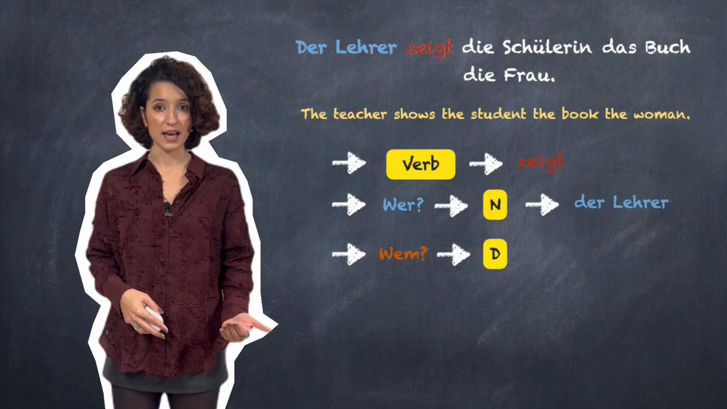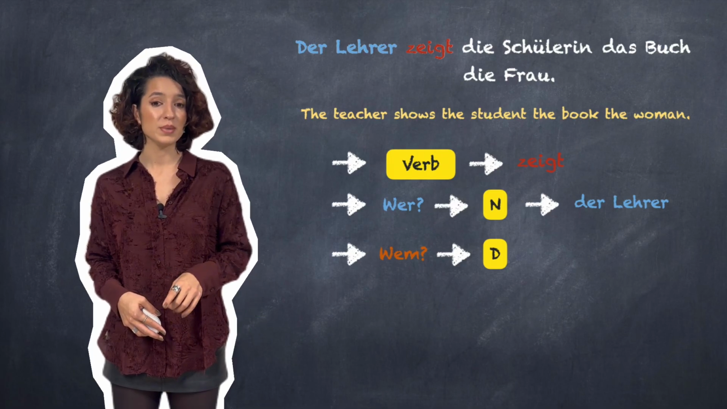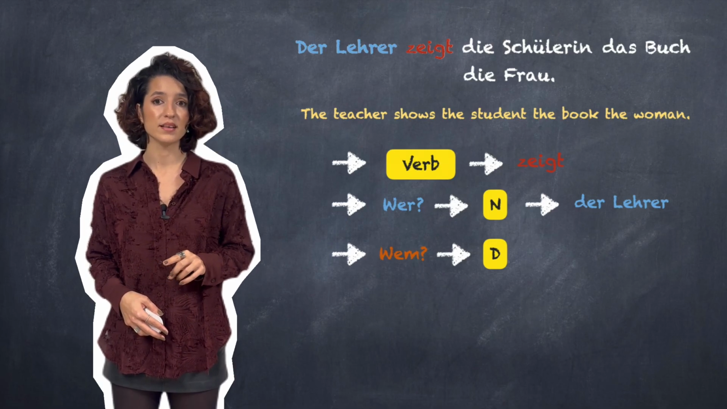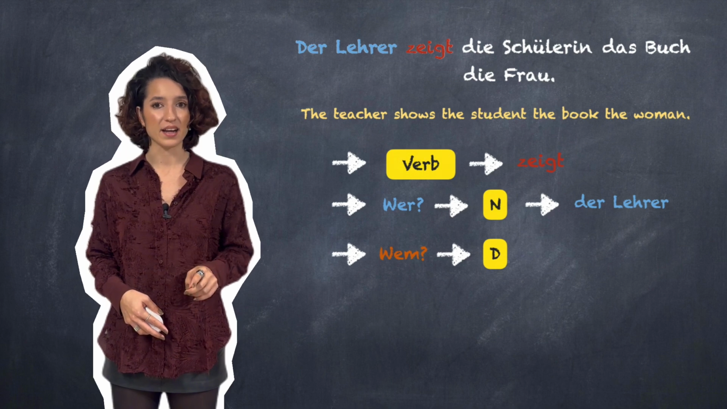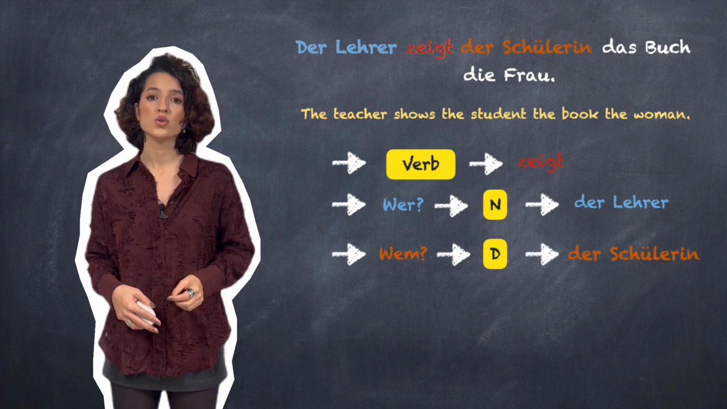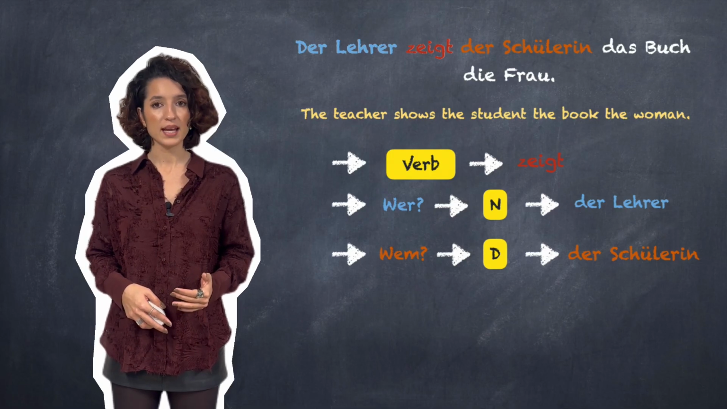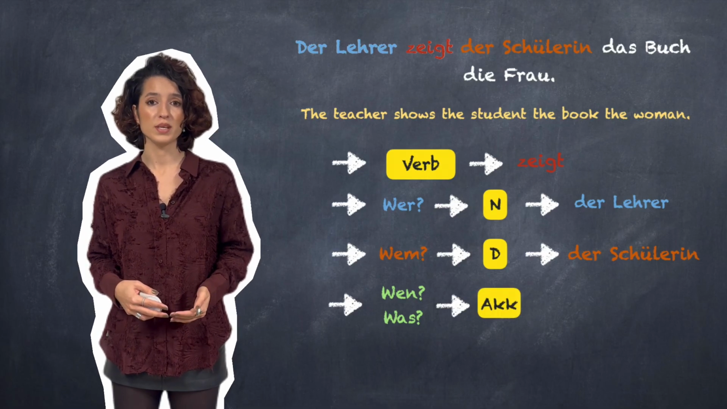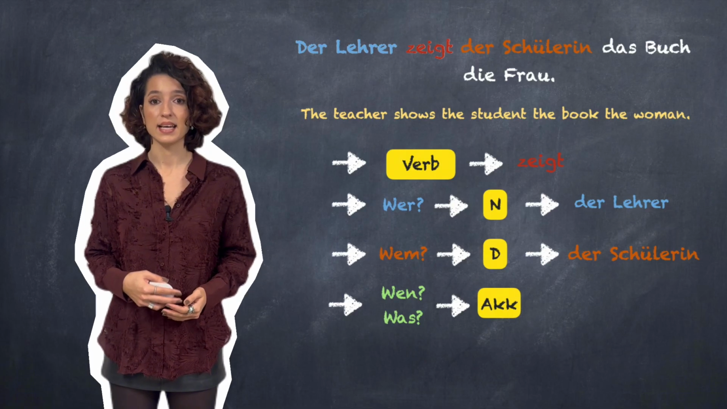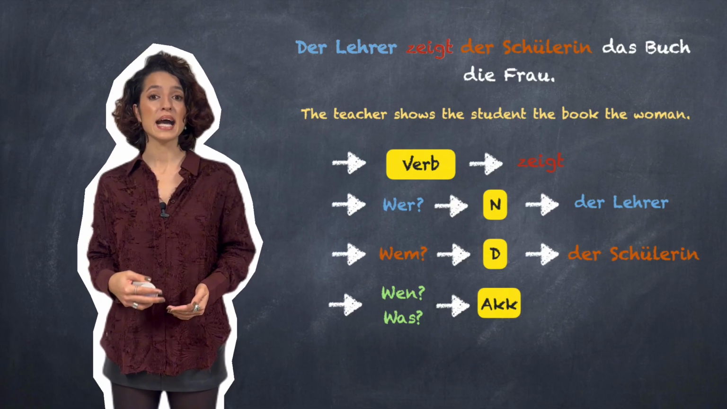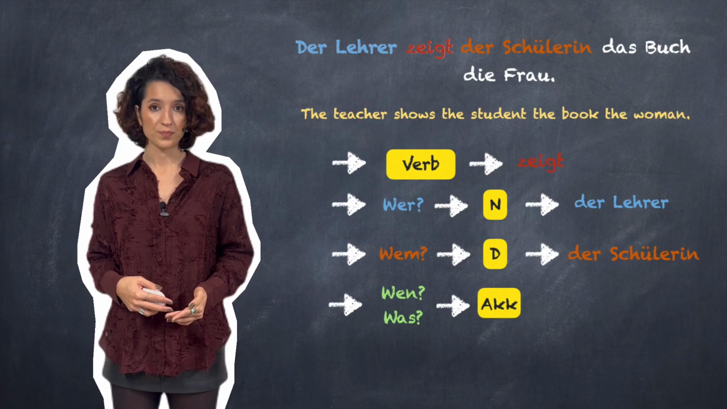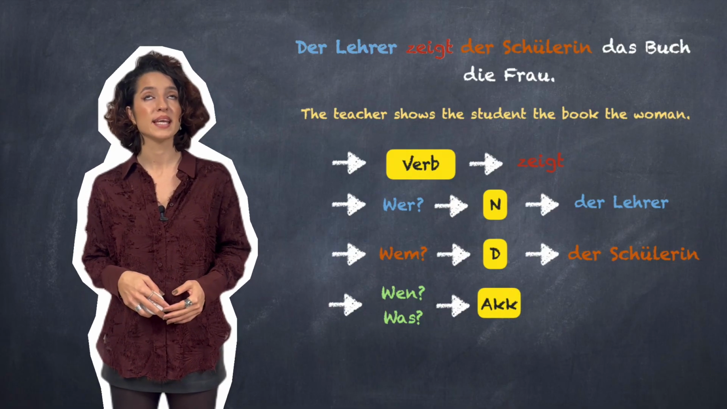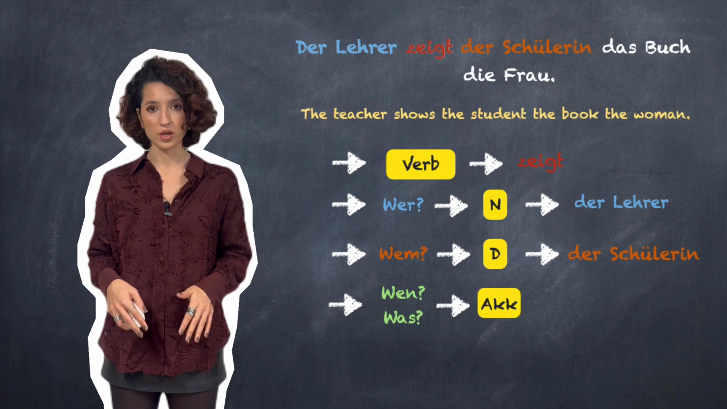Wem zeigt der Lehrer? The answer will be die Schülerin, but feminine is not die in the dative case, it is der. So the answer will be der Schülerin. Then we can ask wen or was, which is the accusative, and the question will be wen oder was zeigt der Lehrer der Schülerin? The answer will be das Buch. Is das the same in the accusative like in the nominative? Yes, it stays das Buch.